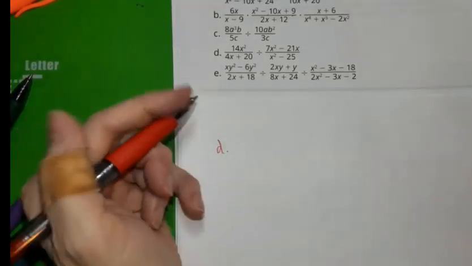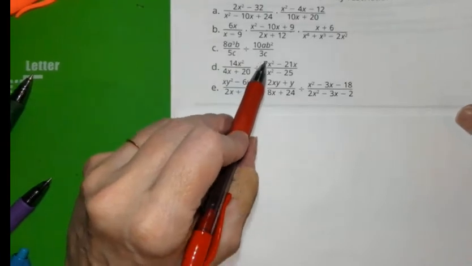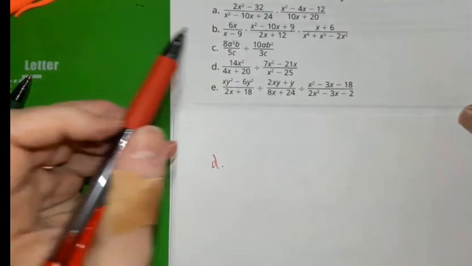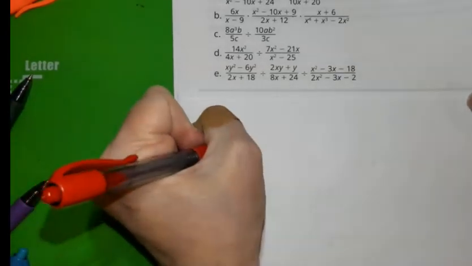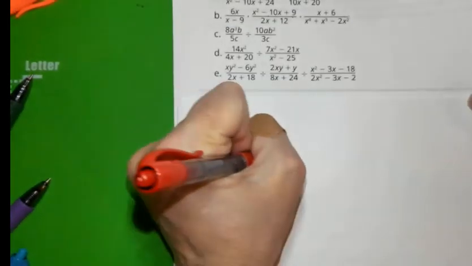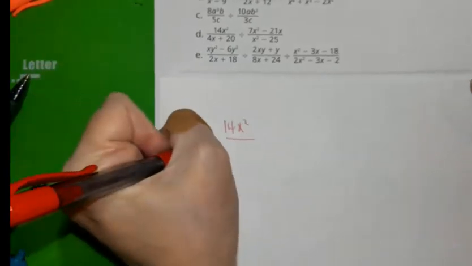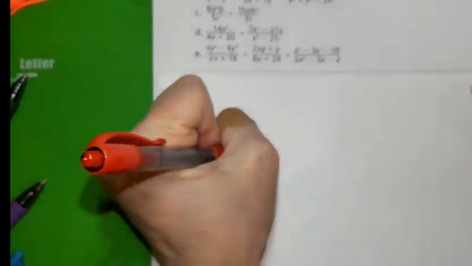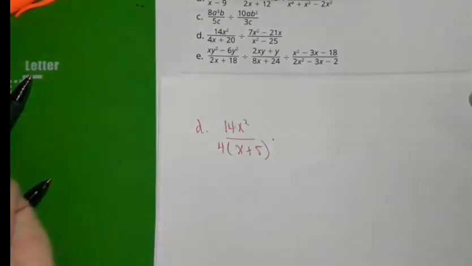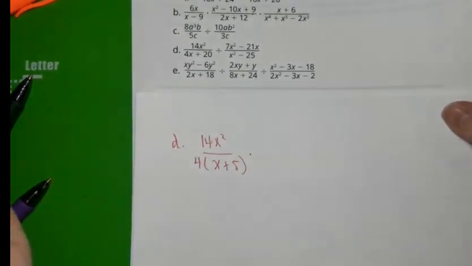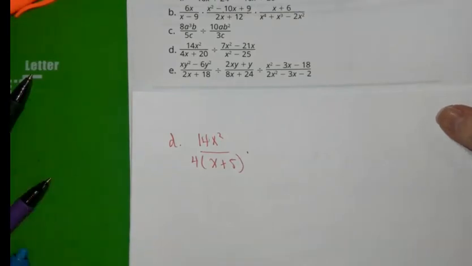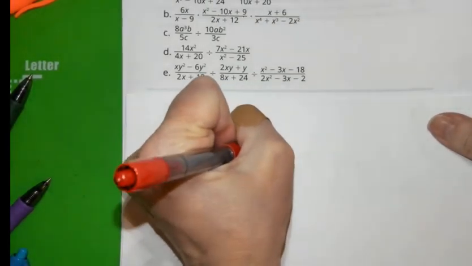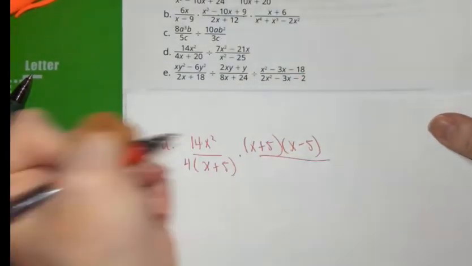Question D, it's a division problem. So again, we'll take the reciprocal of the rational expression on the right and multiply. On the left side, you have a 14x squared, so just leave it. In the denominator, you have a common factor of 4, so you'll get 4 times x plus 5. On the right, I'm going to go ahead and factor these as I flip the fraction. So x squared minus 25, those factors are x plus 5 and x minus 5. Let's put those on the top of the fraction.